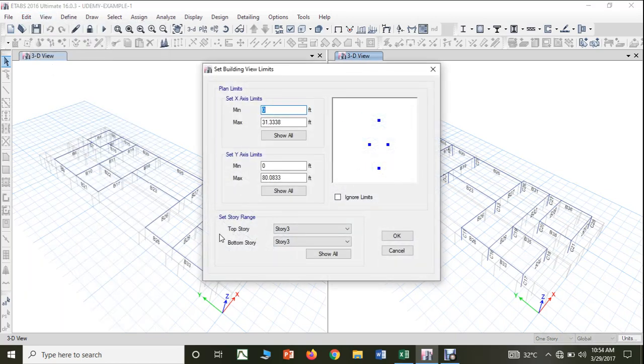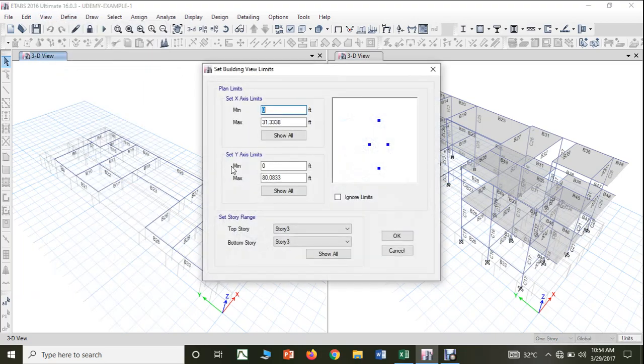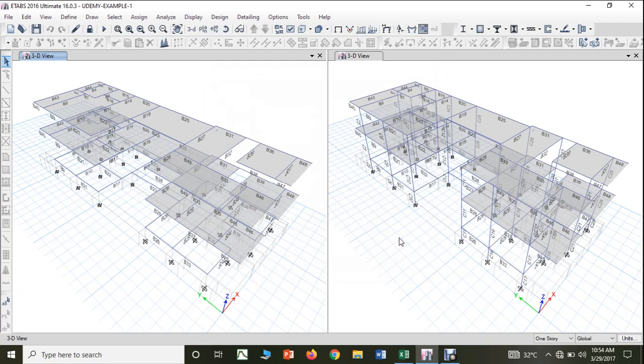Before that, first I'll set the building limits. That means I wanted to show all the buildings now, so I have kept the view limits as all. Okay, so I want to show all the members, right? Yes.